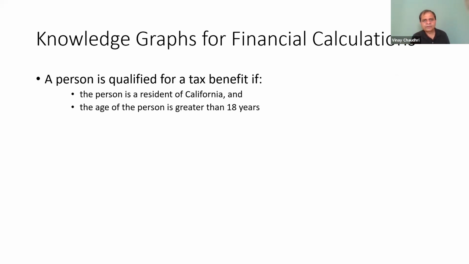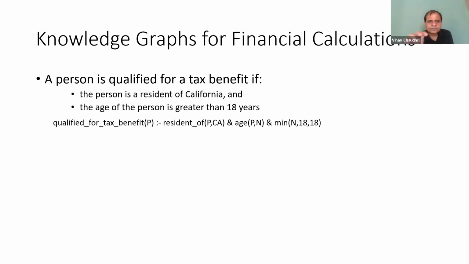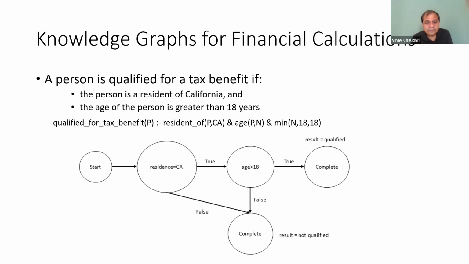A person is qualified for a tax benefit if the person is a resident of California and the age of the person is greater than 18 years. So given a rule like this, in English, we could code that in a rule language. And from that, they would generate a graph, which you're seeing here. And from this graph, we can make conclusions such as, if a person's age is less than 18 years, there is no way for them to be eligible for this benefit.